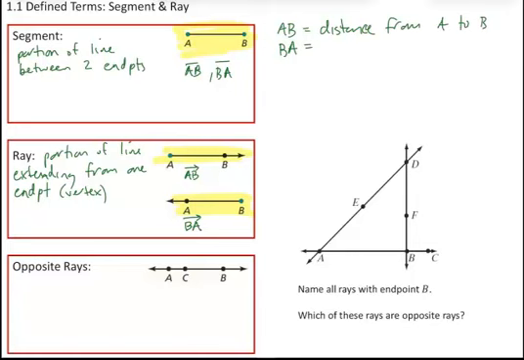Now notice that the ray itself physically goes to the left, but the symbols go to the right. The symbol is always going to go to the right. So something like this right here is not a correct way to name that. It has to point to the right.